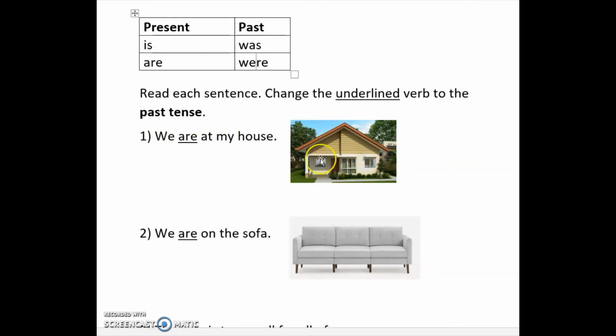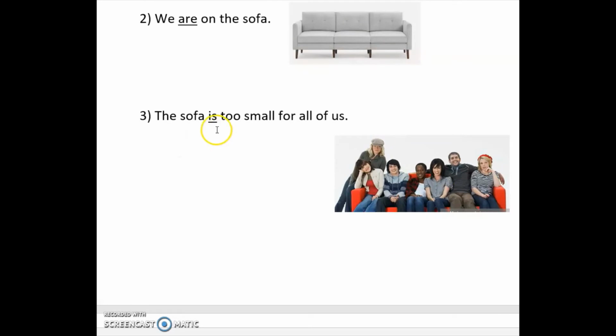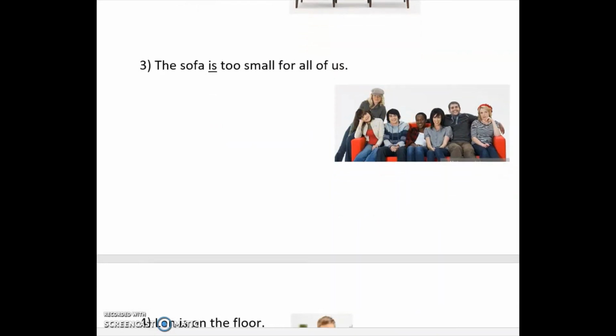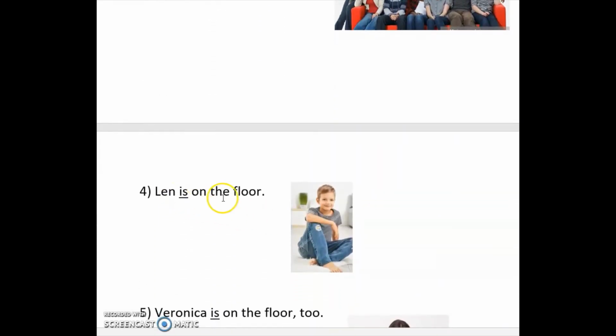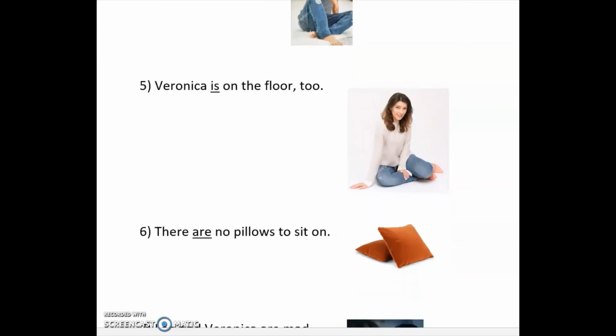We are at my house. This is a house. We are on the sofa. This is a sofa. We call it a couch too. The sofa is too small for all of us. Lots and lots of people. Not enough room on the sofa. Len is on the floor. Len is a boy's name. He's sitting on the floor. Veronica is on the floor too. She's a girl. She's on the floor.